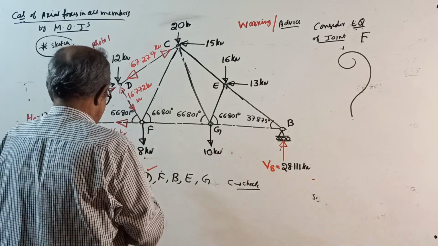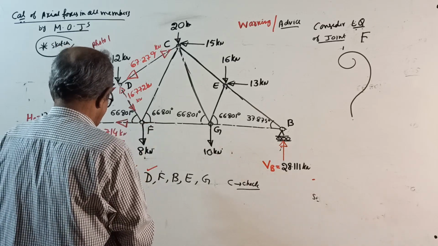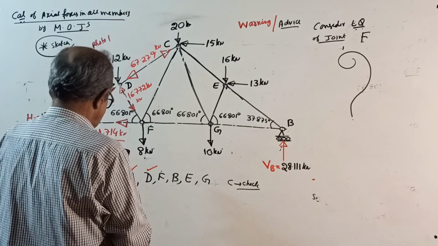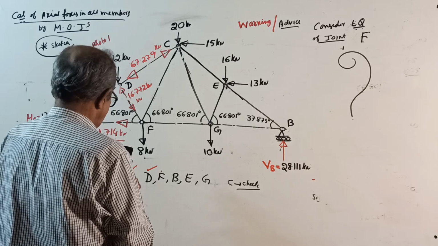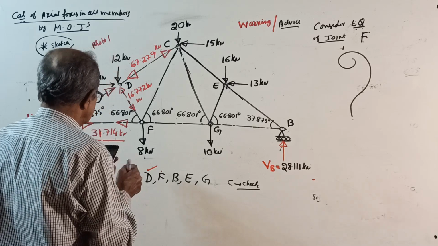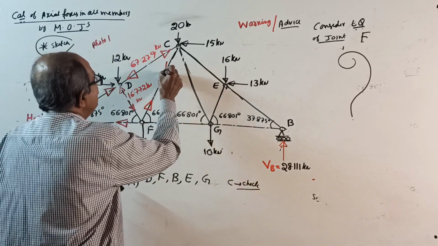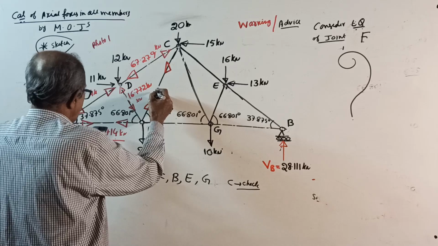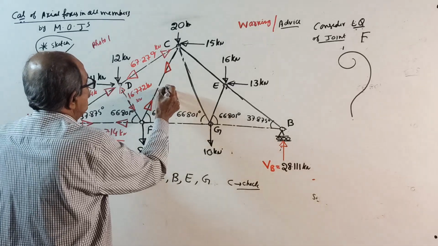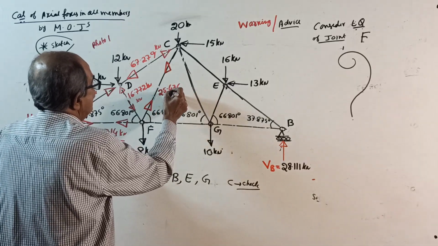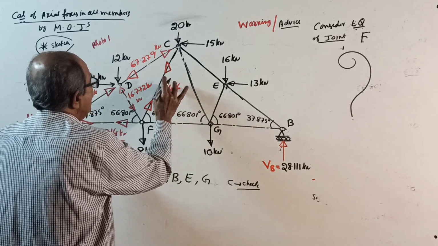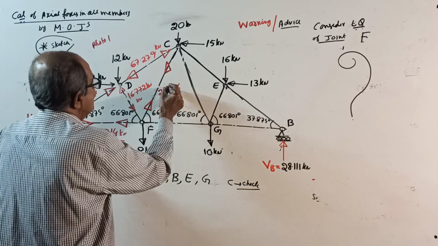16.772 into sine of 66.801 plus 8 divided by sine of 66.801. That's all. Why? It means you don't bother. 25.476. You solve the question. You don't worry how I am getting the answer.